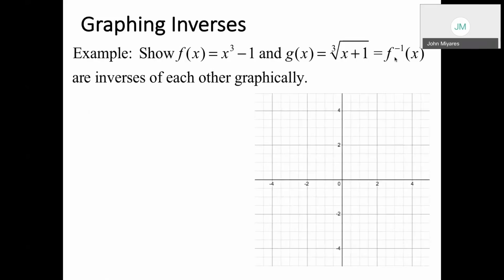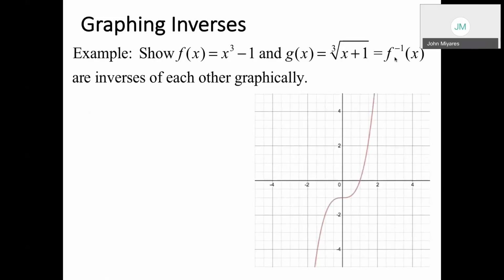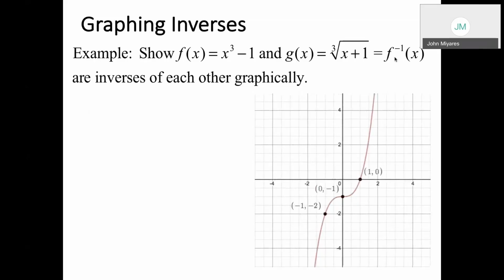Let's start by graphing f of x equals x cubed minus 1. This is the basic shape of the cubic graph that has been shifted down 1 from the origin. Notice that each square on this graph is actually half a unit, so don't get confused by it going down 2 squares. Each square is half a unit. Some of the points on this graph are going to be (0, -1), (1, 0), and (-1, -2). Now these can be easily verified by plugging in these x values into the function and checking the outputs.